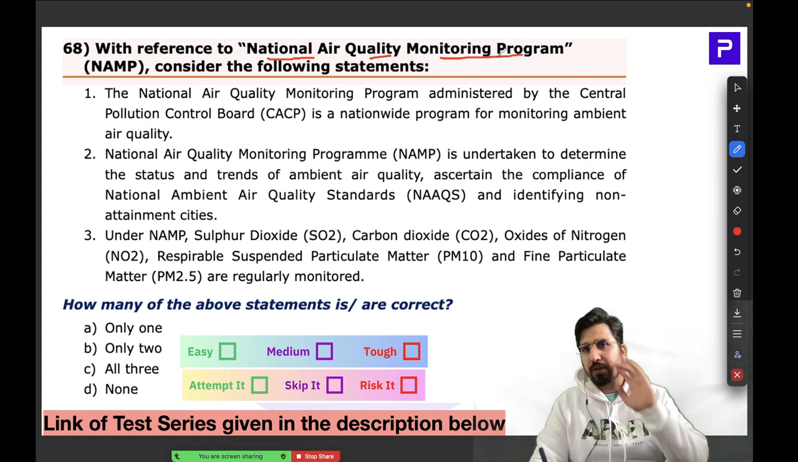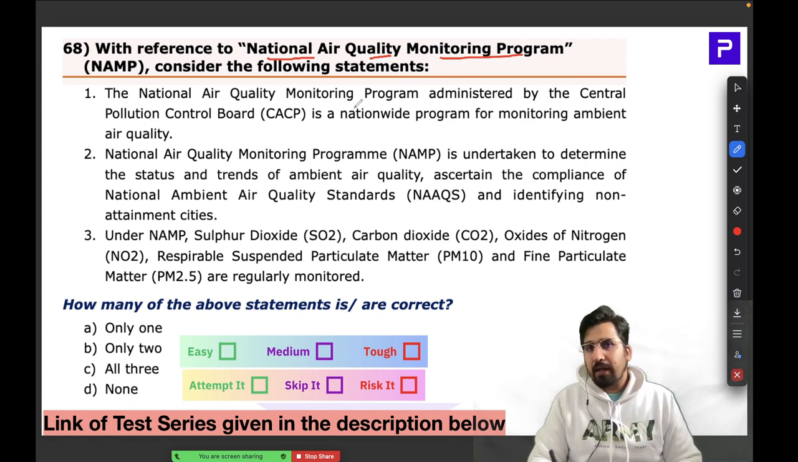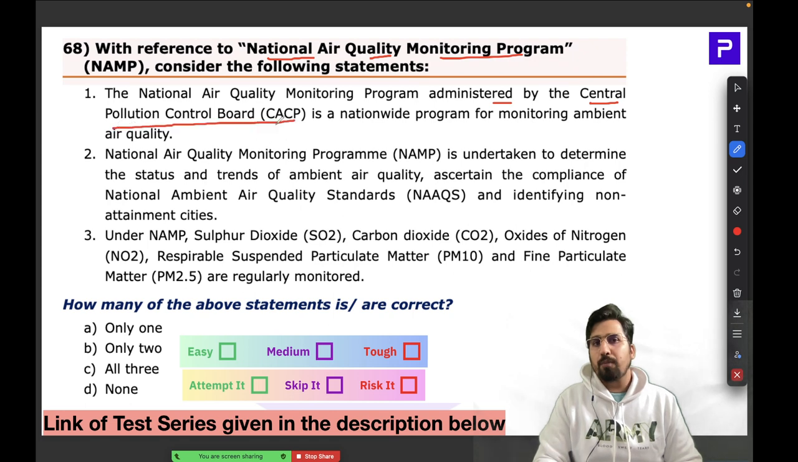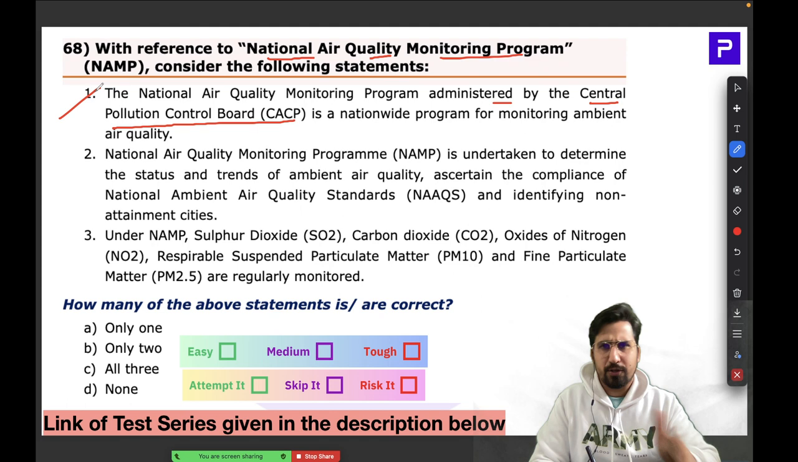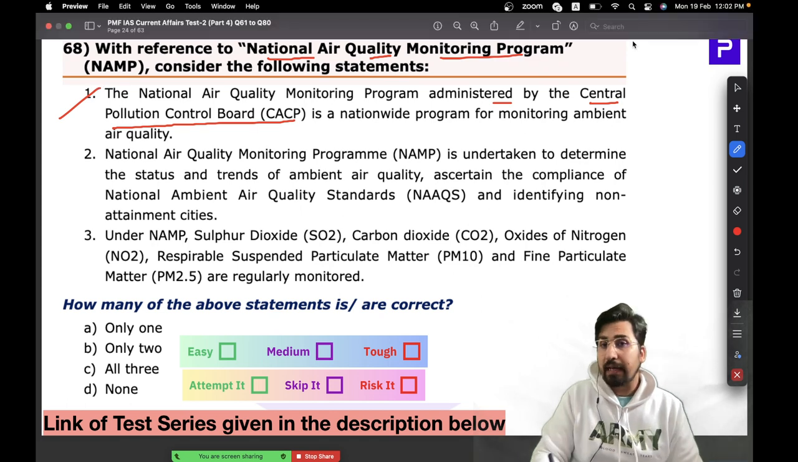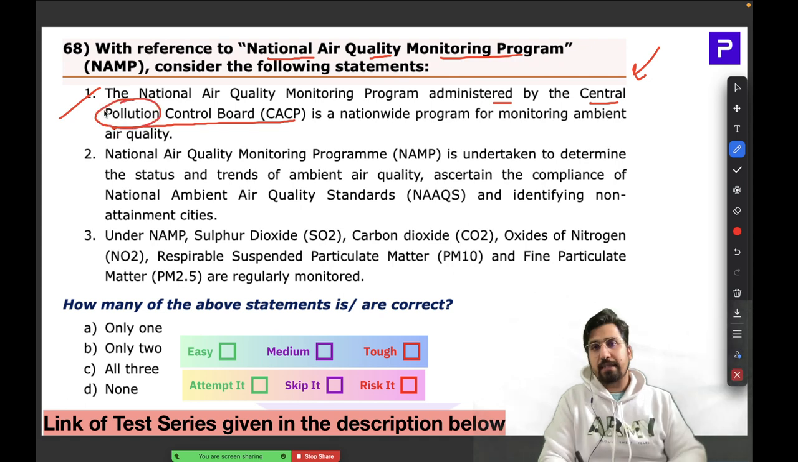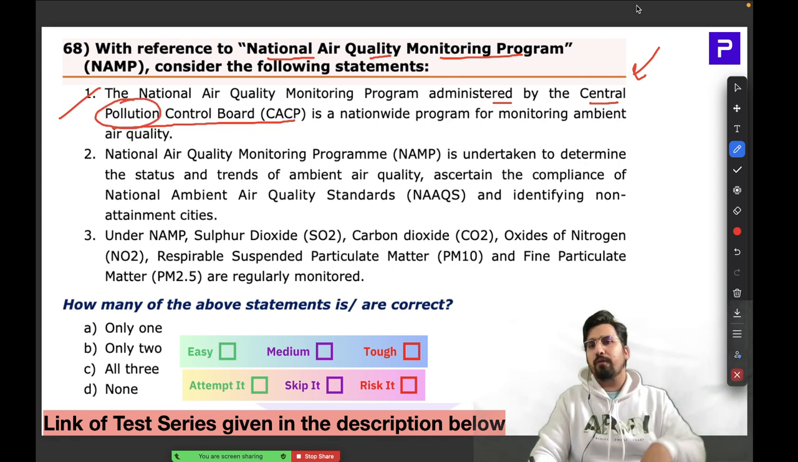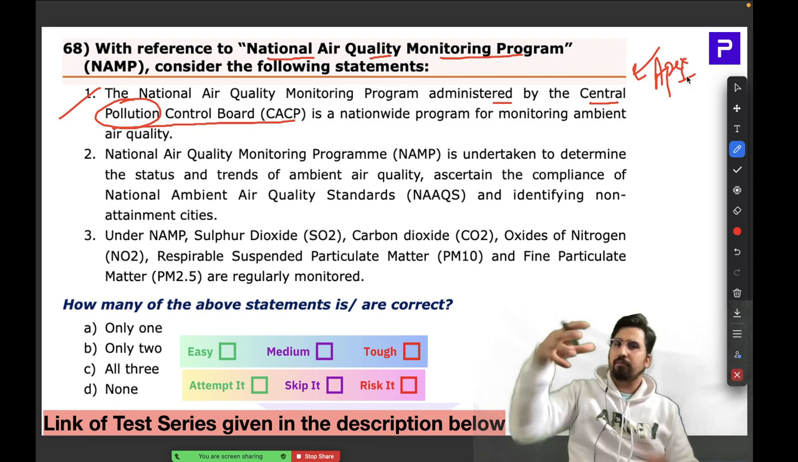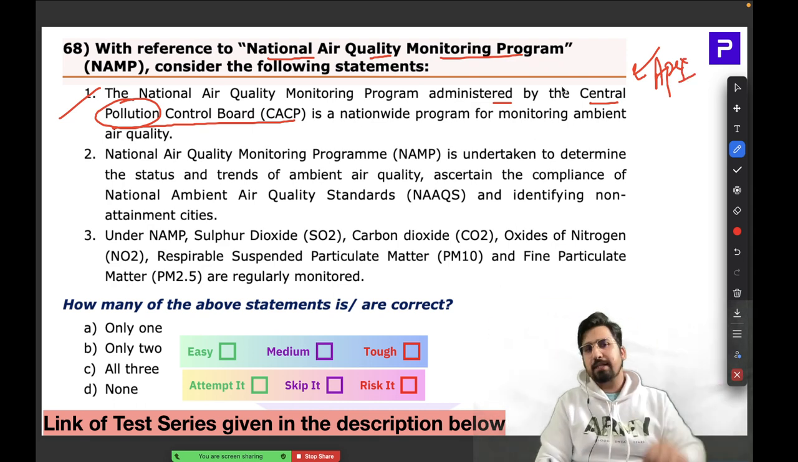Now, look at the first statement. This National Air Quality Monitoring Program, administered by the Central Pollution Control Board, a nationwide program monitoring ambient air quality, obviously has to be correct. Because in India, whenever it comes to pollution, the Central Pollution Control Board is the apex body. So obviously, it has to be under its domain. Very obvious question.